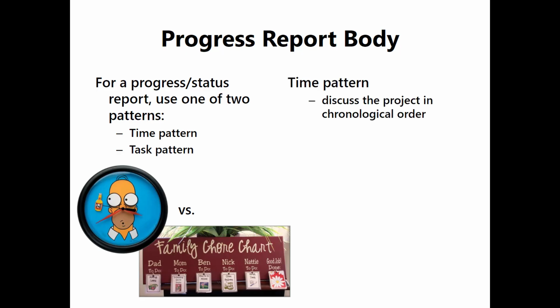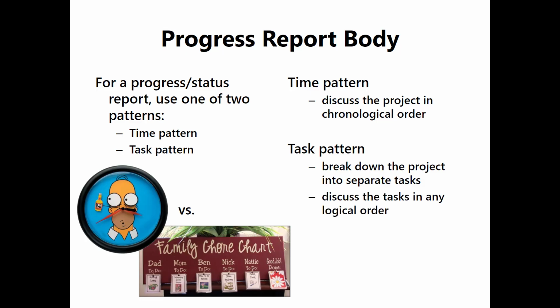A time pattern means you're going to discuss the things that are going on in the project in chronological order. What happened first? What happened second? What happened third? Then a task pattern, on the other hand, you're going to break down the project into separate individual tasks inside the big project. Then you're going to talk about those in any logical order you want to.